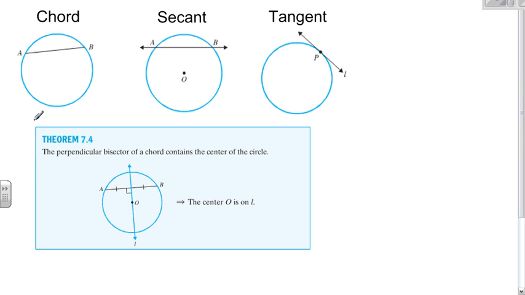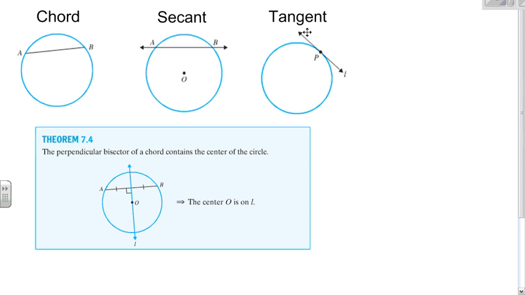So there's some more lines and segments related to circles that you may not be familiar with. First is a chord, which connects any 2 points on the circle. A diameter is actually a special chord that goes through the center. There's a secant, which is like a chord, but a chord's a line segment, and secants are lines that go on forever.